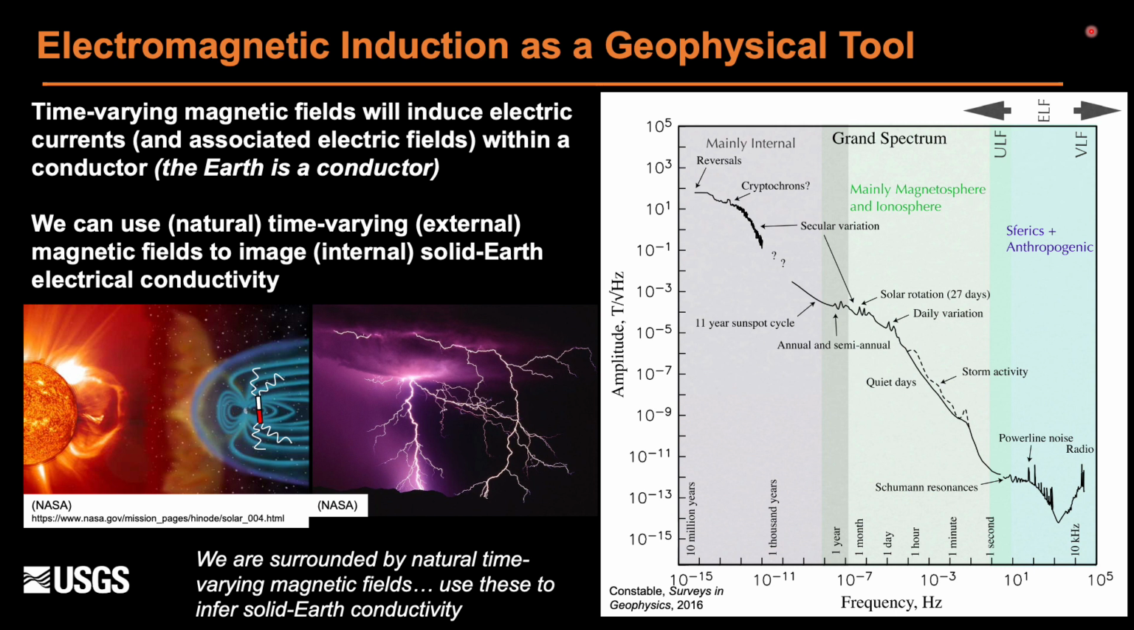At variational periods of greater than 1 second, or frequencies less than 1 hertz, these naturally varying fields are generally due to processes operating in near-Earth space in the magnetosphere-ionosphere system. At variational periods of less than 1 second, or frequencies of greater than 1 hertz, the fields are due to lightning strikes and more atmospheric phenomena.